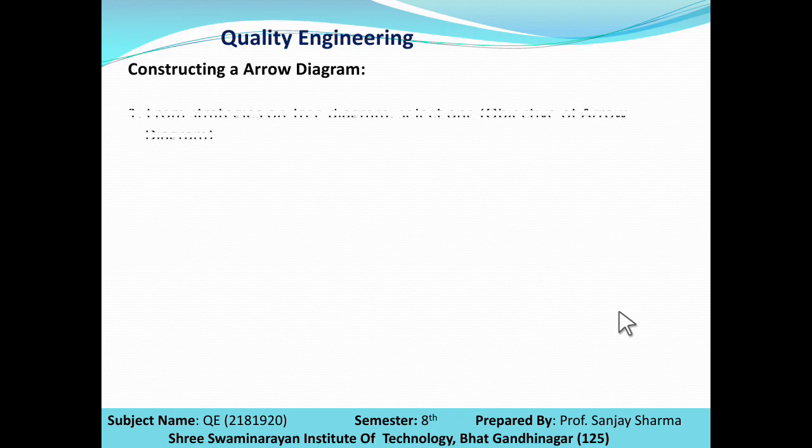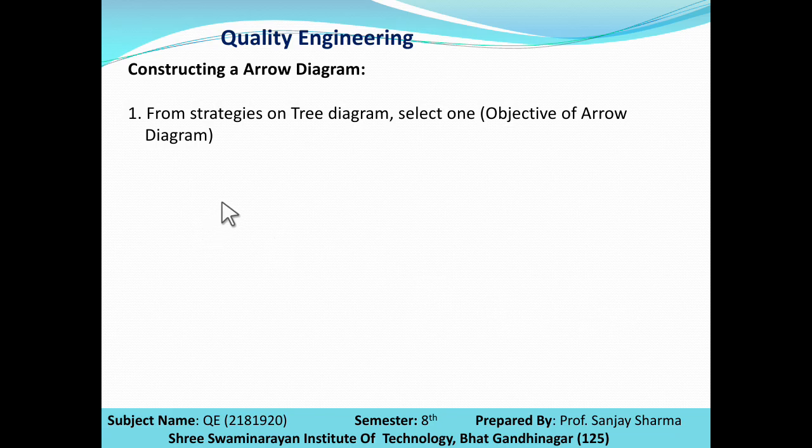Now here you can see how we can construct an arrow diagram. First of all, from strategies on the tree diagram, select one objective for the arrow diagram. So again, the strategy of a tree diagram is helpful here. In a tree diagram we have seen the example of customer satisfaction: good environment, good service, and good quality food. And for that, three more parameters were required.